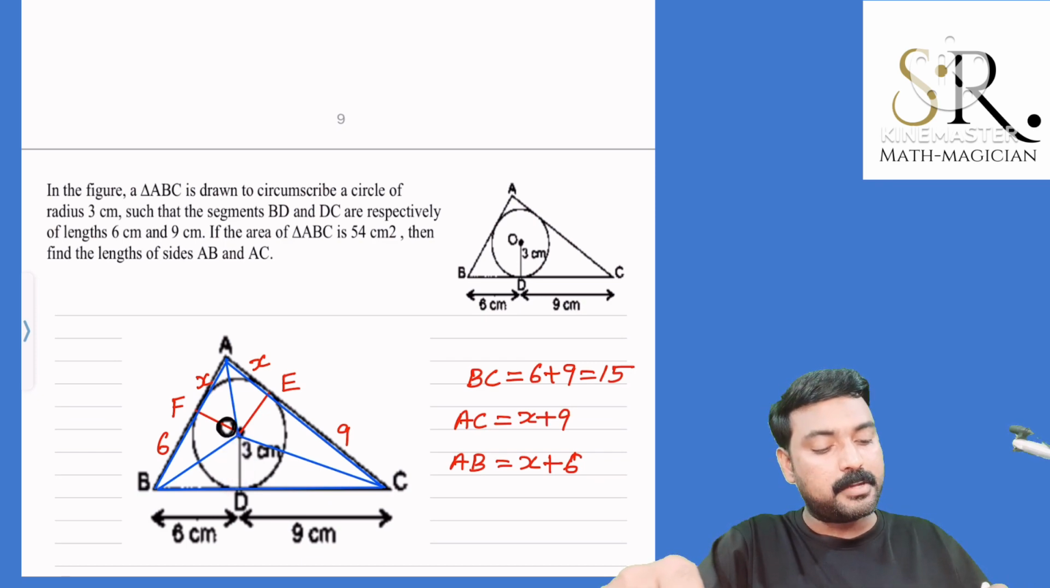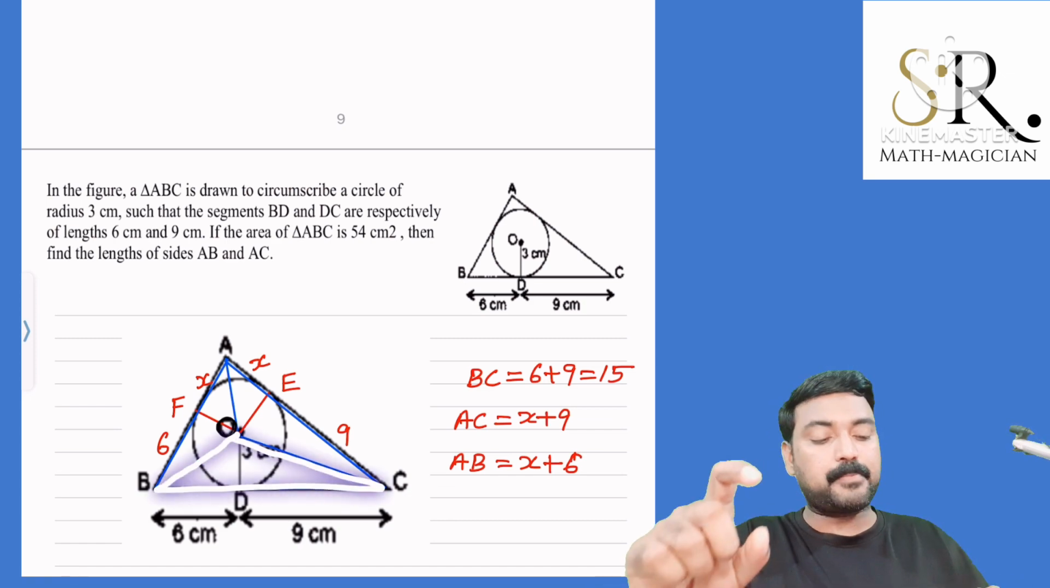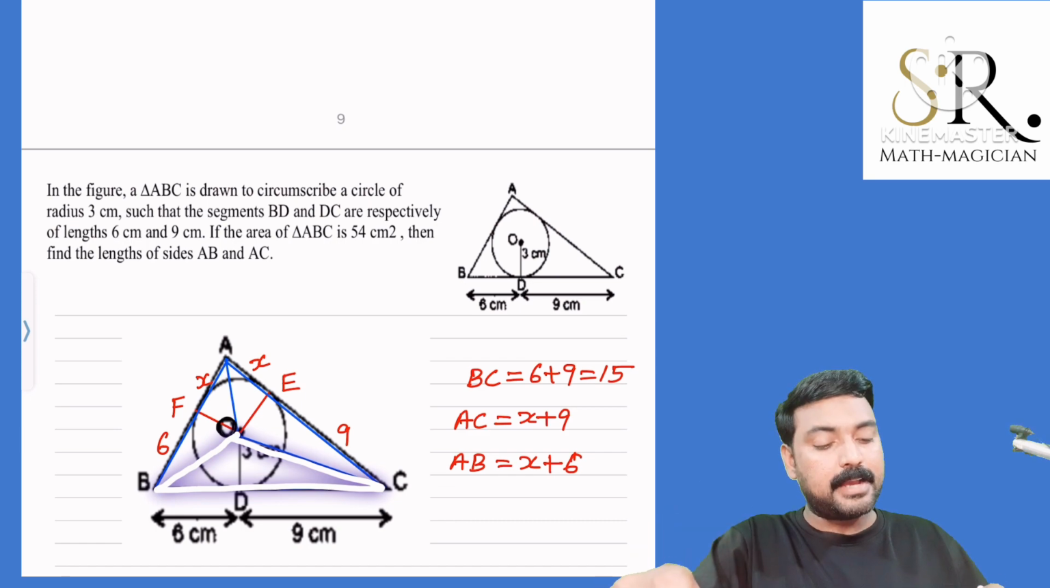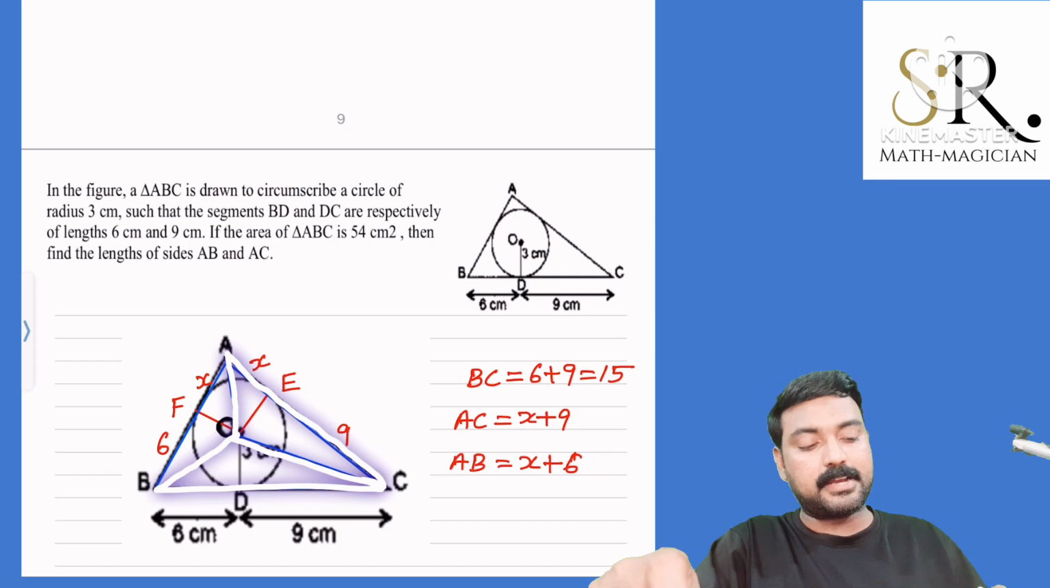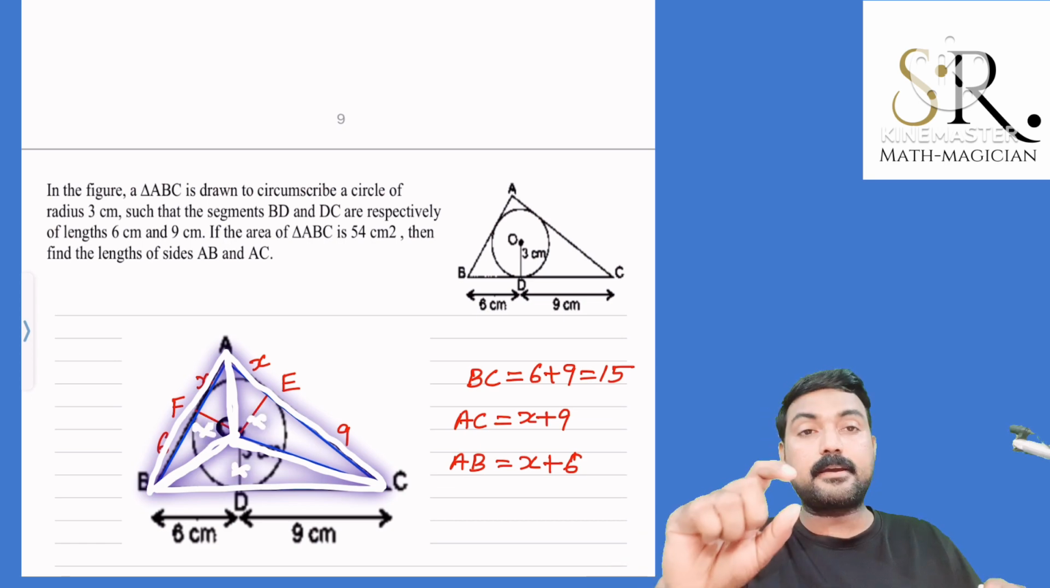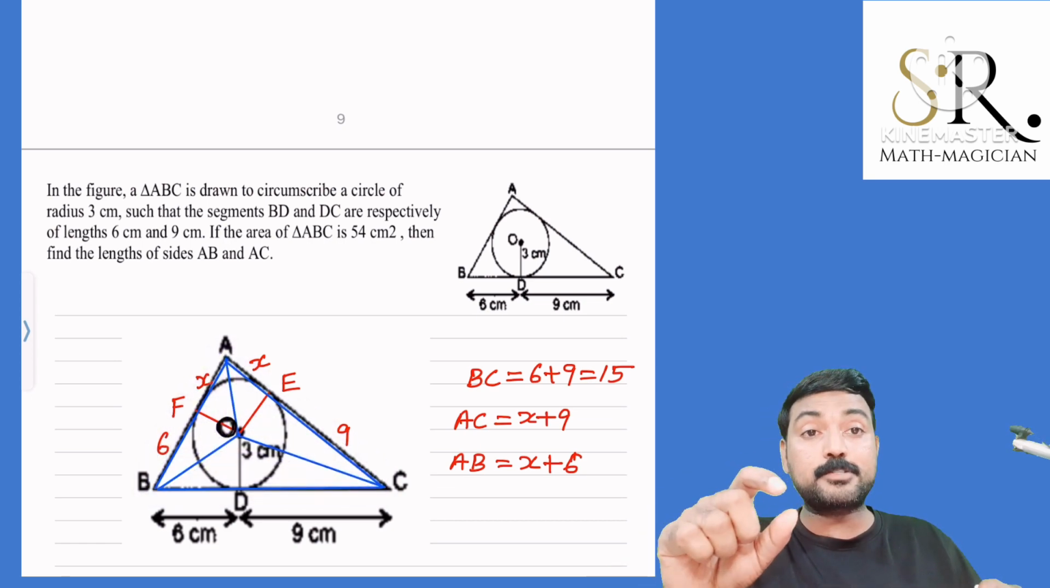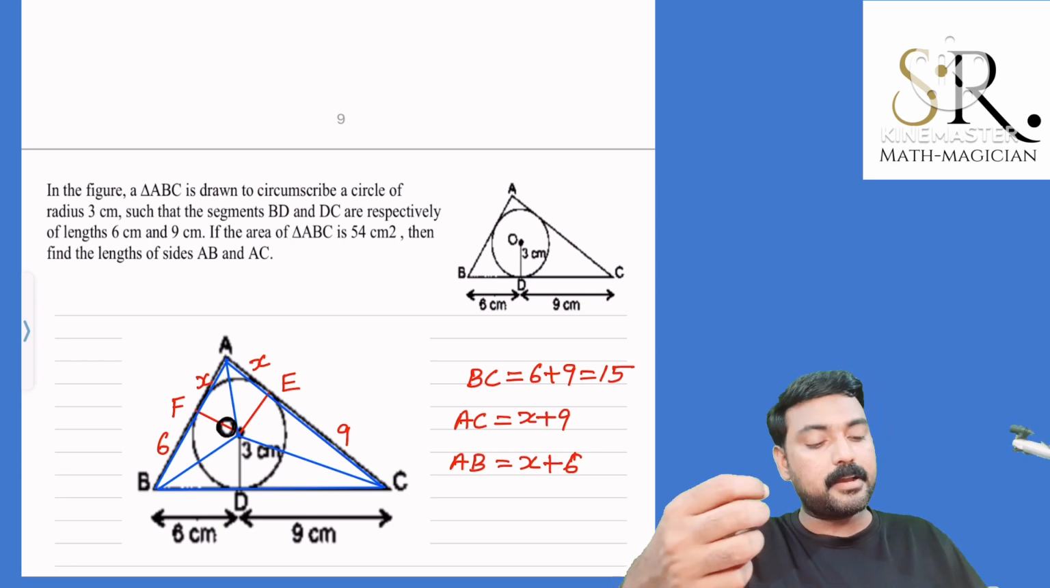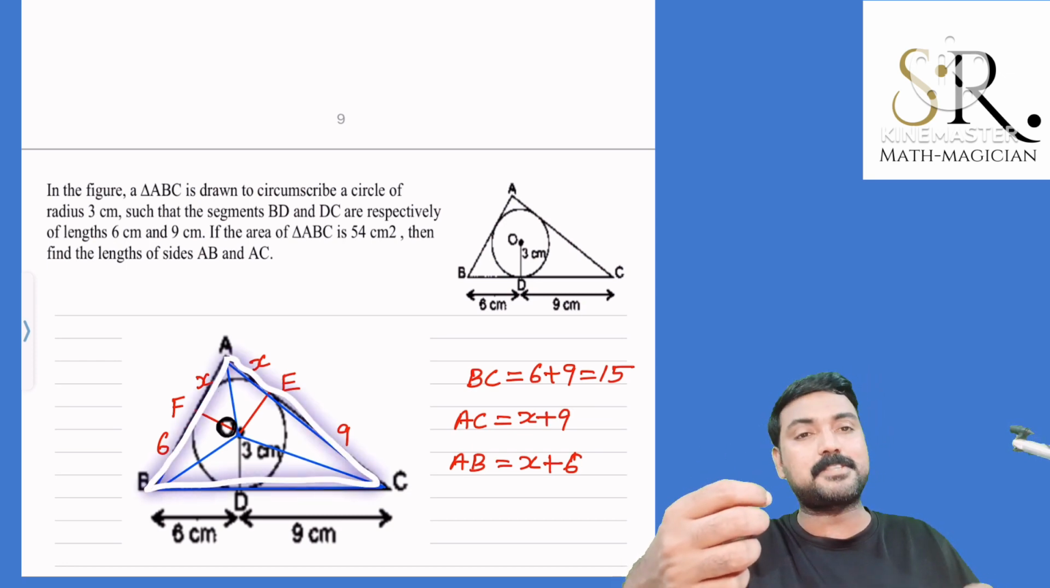So I just join with these blue color lines. You can see that triangle OBC is there. It is a part of the biggest triangle. Another triangle is the triangle AOC. Another triangle is the triangle AOB. When we add the areas of these 3 smaller triangles, we get the area of the bigger triangle ABC.